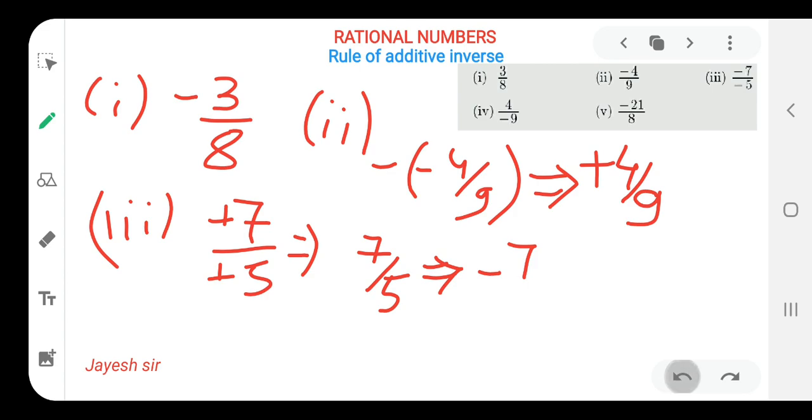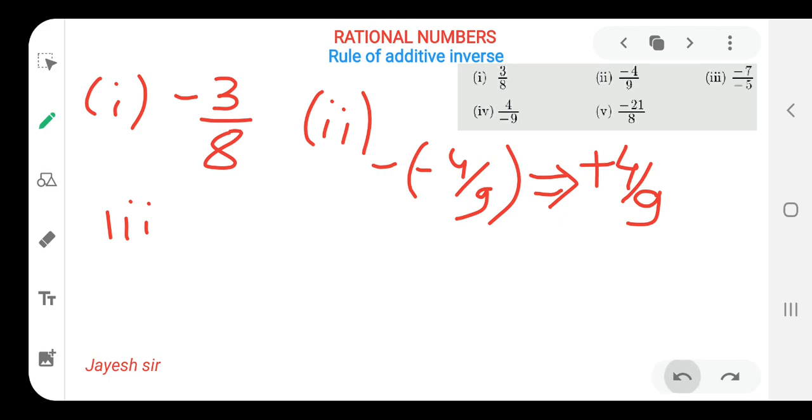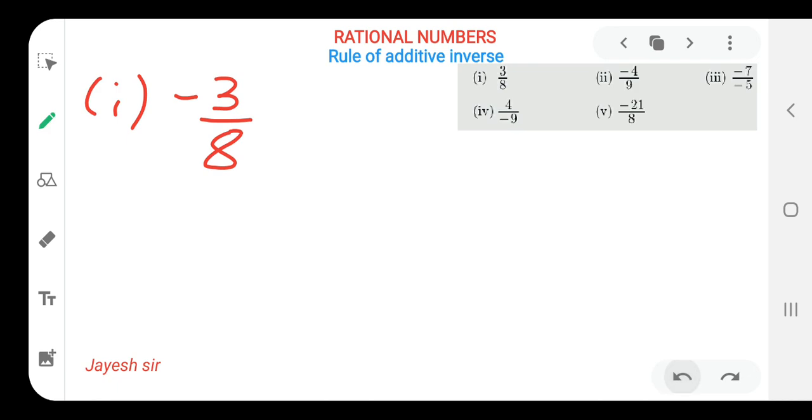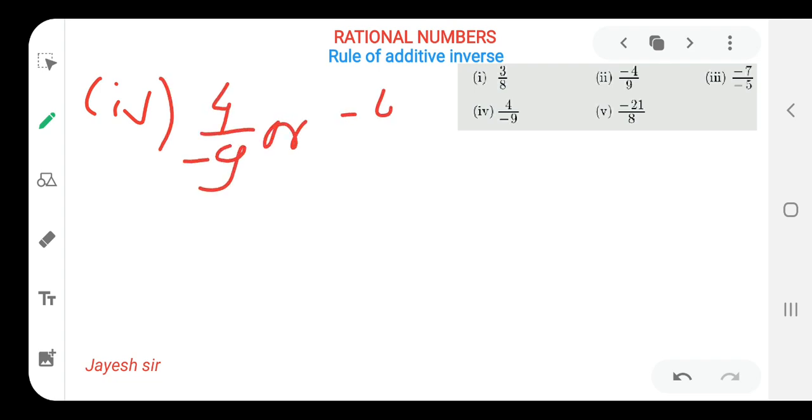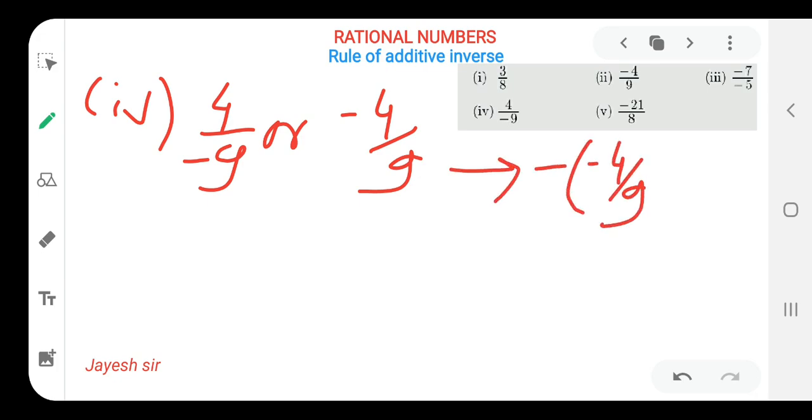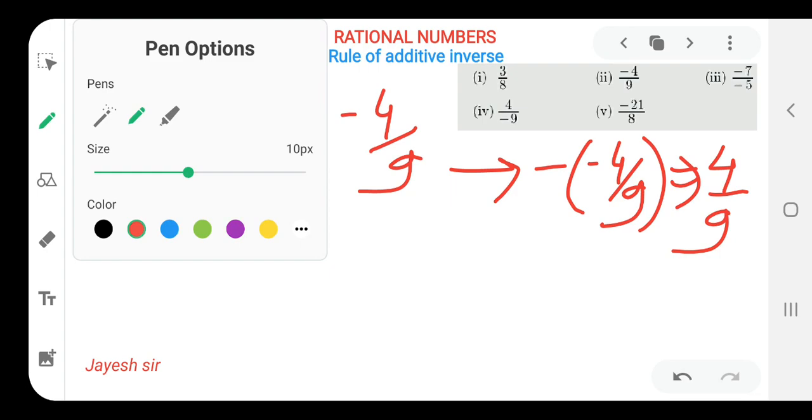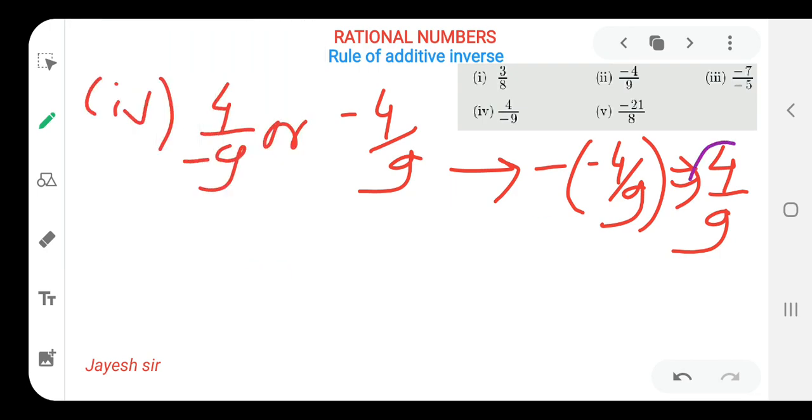Let's move to our fourth sum, that is 4 upon minus 9. Friends, I have already explained that whether the minus sign is in the numerator or in the denominator, the result is not affected. We will call it minus 4 by 9 only. 4 upon minus 9 or minus 4 upon 9, both are similar. So the additive inverse would be, as the minus is already there, minus 4 by 9, and the result would be plus 4 by 9. This is our result, friends.